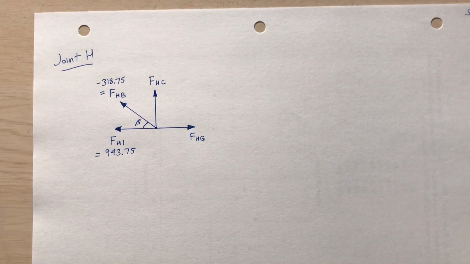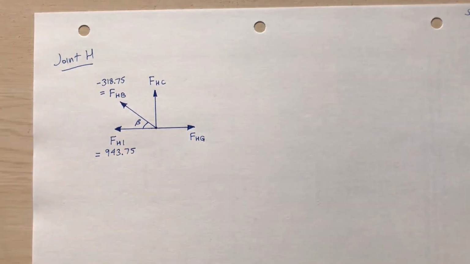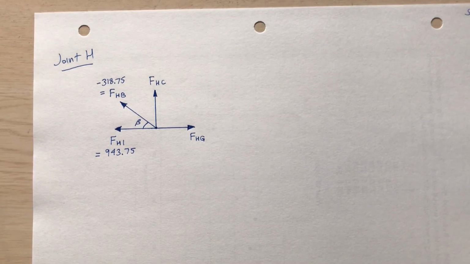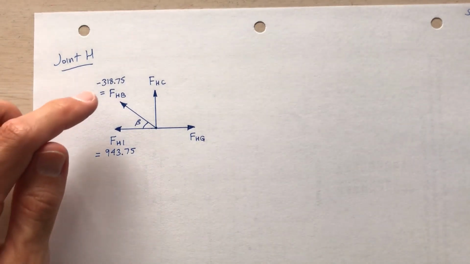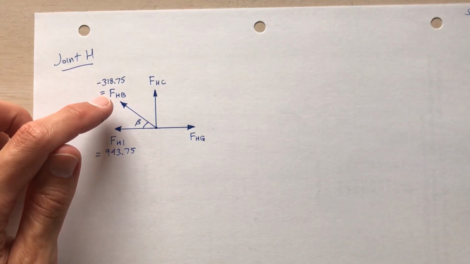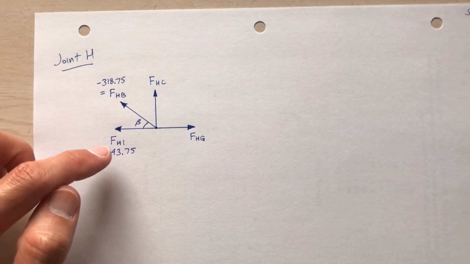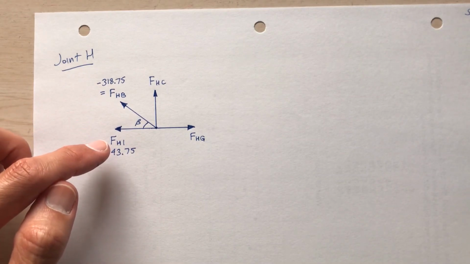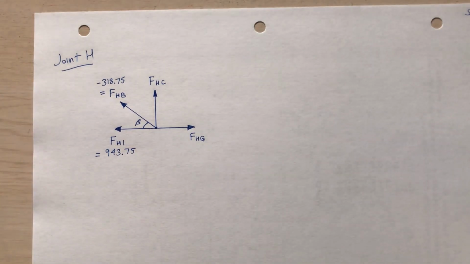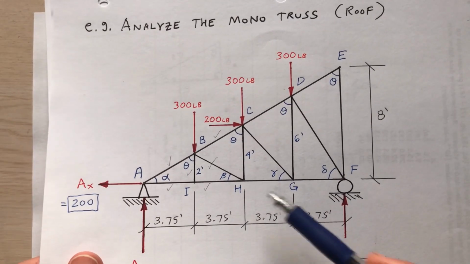And now here's joint H. Joint H right here, I've got F sub HI pointing off to the left. Joint H is in tension, 943.75 pounds. F sub HG, I'm assuming that bar HG is in tension, so I show the arrow pointing off to the right. F sub HC going up. F sub HB at an angle of beta with a horizontal. I determined F sub HB, the same as F sub BH. And I determined F sub HI, which is the same as F sub IH. Okay, so this is joint H that we're talking about now.